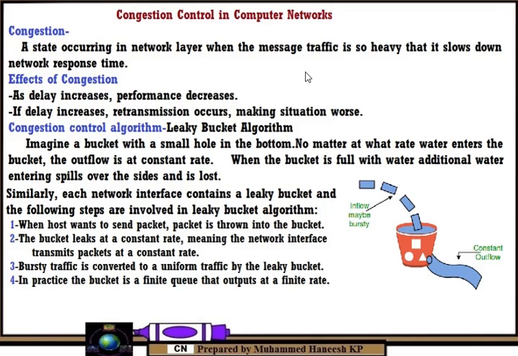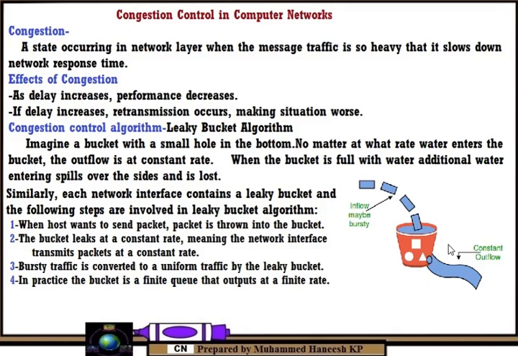Using the leaky bucket algorithm, we can explain the congestion control mechanism. Imagine a bucket with a small hole in the bottom. No matter at what rate water enters the bucket, the outflow is at a constant rate. When the bucket is full of water, additional water entering spills over the sides and is lost. Similarly, each network interface contains a leaky bucket and the following steps are involved in the leaky bucket algorithm.